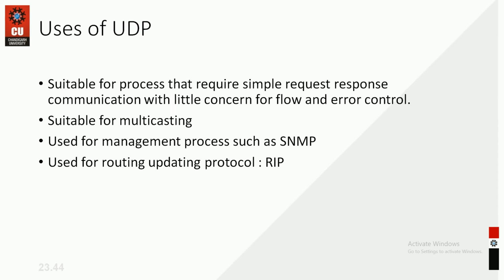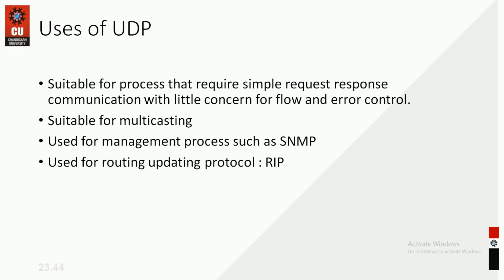Where will we use UDP? If we have no connection and no reliability, UDP is suitable for processes that require simple request-response communication with little concern for flow and error control. Where we have no concern for flow or error, that is the best case for UDP. It is also suitable for multicasting, which means sending the same packet to a group of destinations. For that case, we will use UDP.